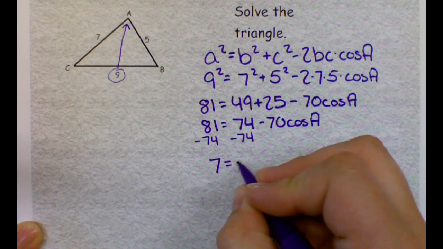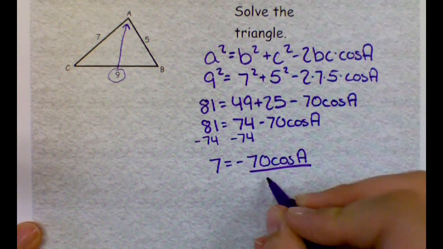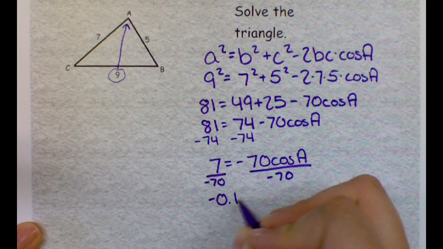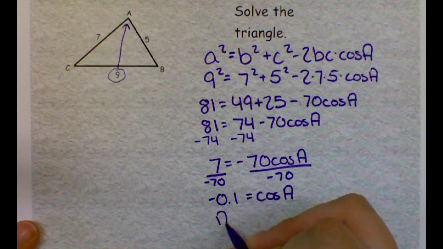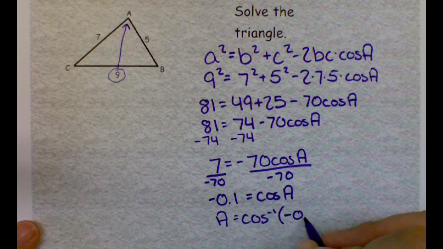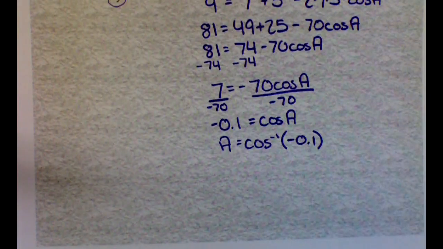which gives me 7 equals negative 70 times the cosine of A. Divide by negative 70. We get negative 0.1 equals the cosine of A. And we solve for angle A using the inverse cosine. Now the nice thing about inverse cosine is that we won't have to worry about the ambiguous case. It'll give us that obtuse angle right off the bat.